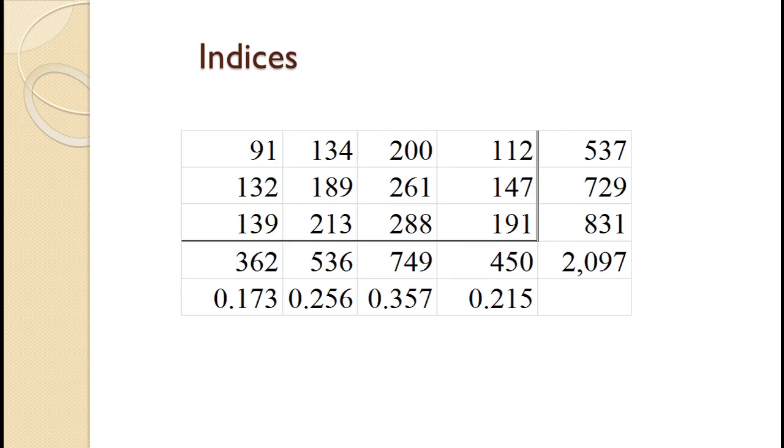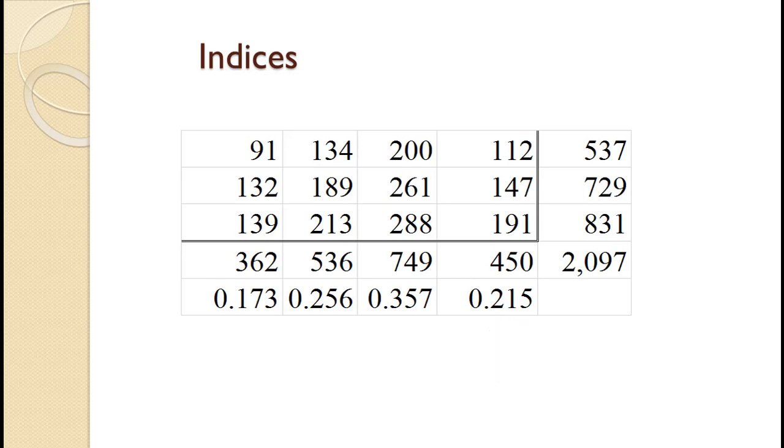Step 4 is to compute the seasonal indices. These are computed by dividing each column total by the grand total. 362 divided by 2,097 equals 0.173. And for all of the indices, I have rounded all of the results to 3 decimal points. 536 divided by 2,097 equals 0.256. 749 divided by 2,097 equals 0.357. 450 divided by 2,097 equals 0.215.